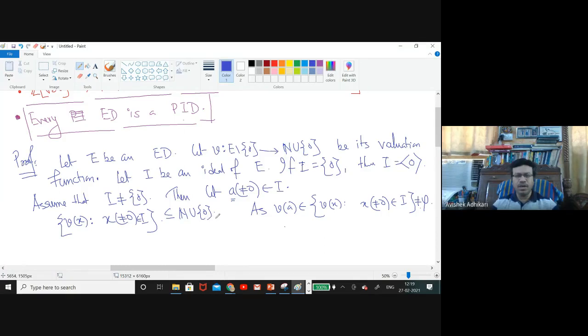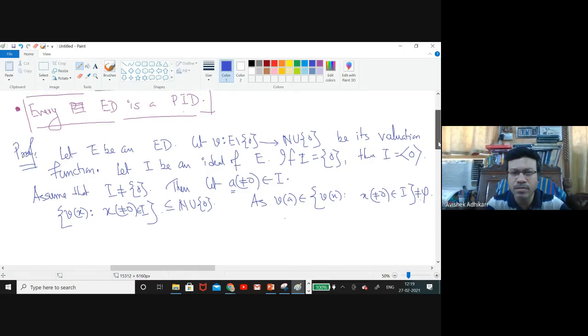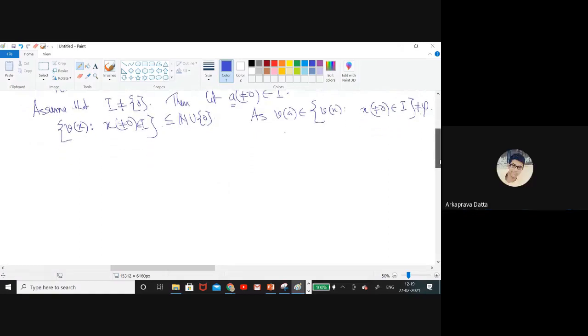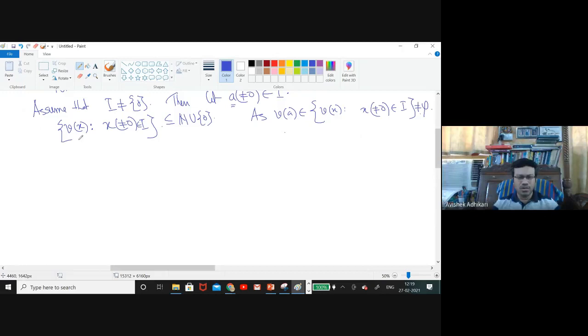Then by the well ordering principle, what can you say? Can anybody tell me? Then by the well ordering principle, what can I say? So there is an element of least order. So there exists an element which is least with respect to this ordering, right? And that least element will help you to generate the ideal I. So that's the proof. So that proof is easy now.